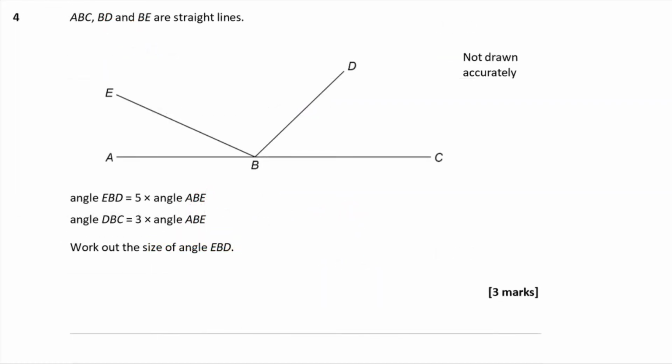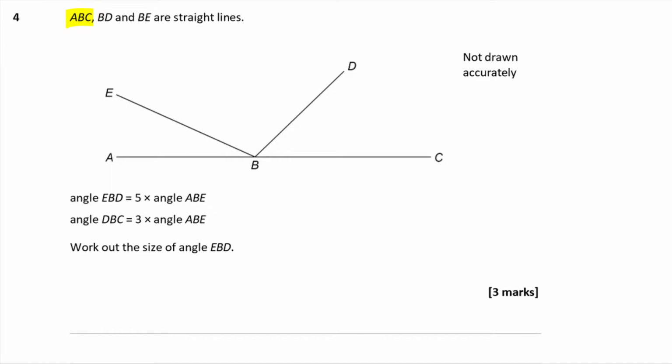Question 4. ABC, BD and BE are straight lines. Angle EBD is equal to 5 lots of angle ABE. Angle DBC is 3 lots of angle ABE. Work out the size of angle EBD. Okay, so I'm just going to go through this line by line and piece together what it means. ABC is this line here. That tells me it's a straight line, 180 degrees. That's a useful fact because it means all those other angles are going to add up to 180, doesn't it?